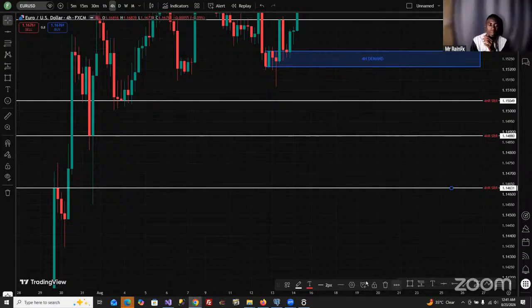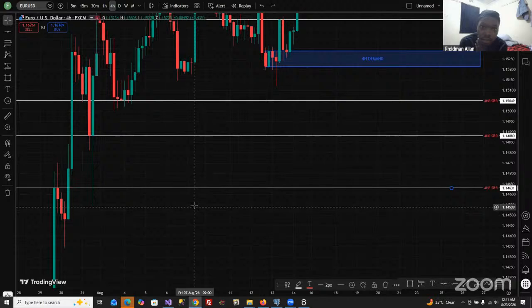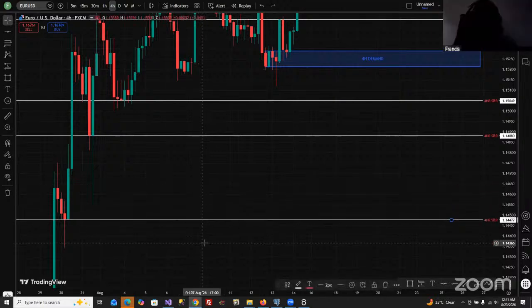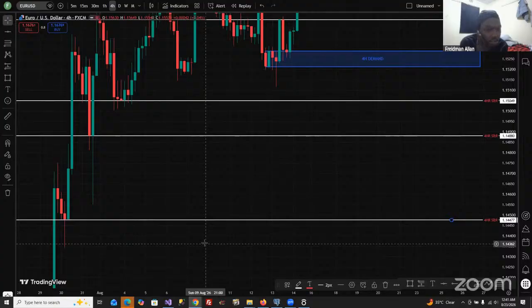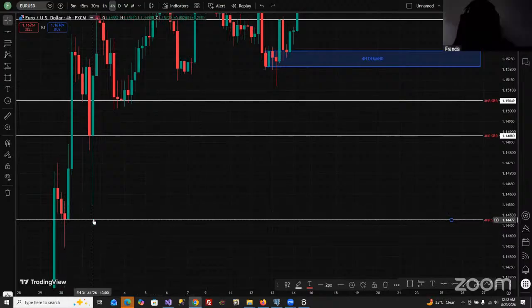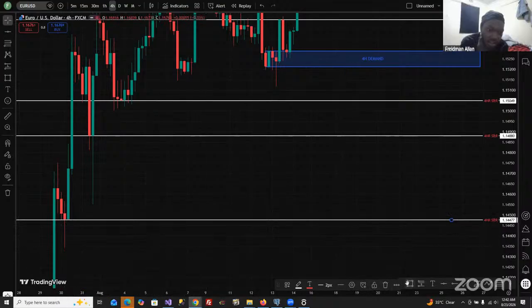I hope you are noting something. You can opt to put it here down. For me also, we have a rally-base-rally, so I'd put a demand zone there. Zone here. Yeah, the whole red candle, it is one.